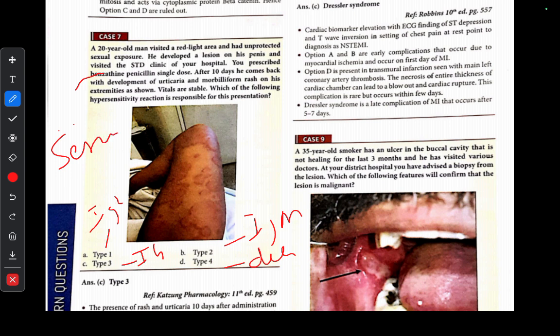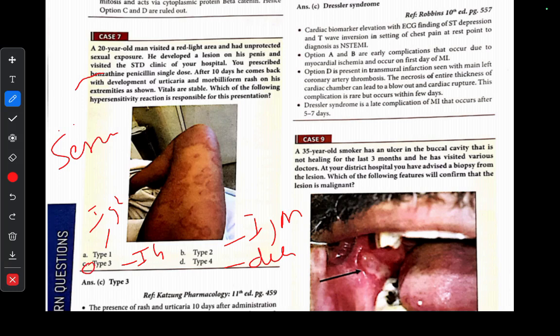Isn't it? This is a penicillin serum only. So we are giving injection serum to the patient. After that he developed this everything, whole body. So this is going towards the immune complex, antigen antibody. This is what, type 3.